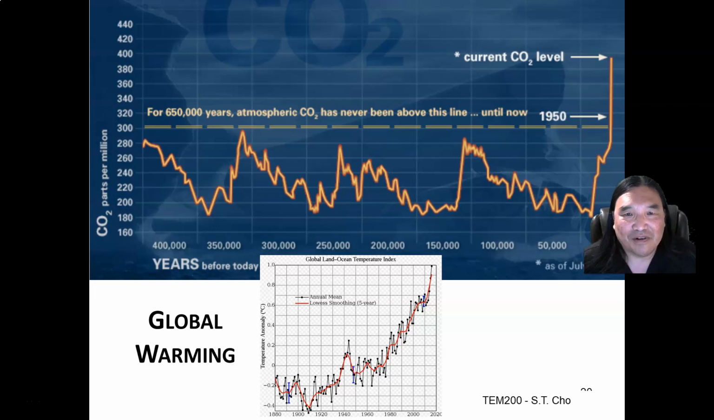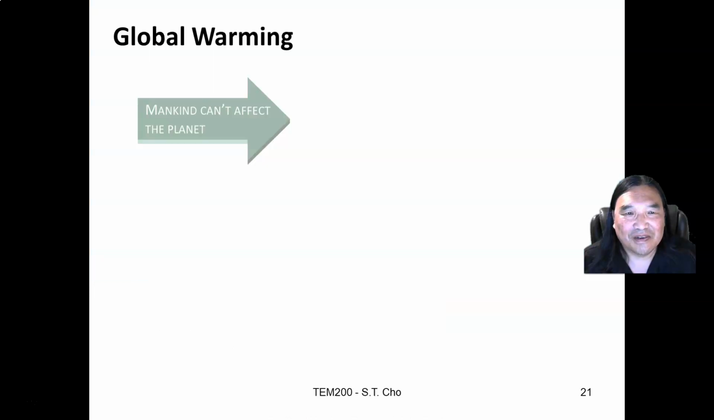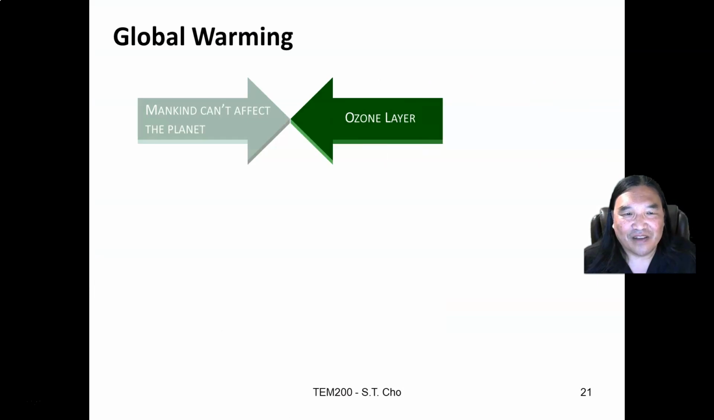I did not believe in global warming. I'm one of these people who doesn't believe anything until I research it myself. And I actually went through the models and went through the calculations and have concluded, yeah, we're screwed. But anyway, this belief that mankind can't affect the planet is baloney because the ozone layer, that was the big thing in the 1970s. And people said the exact same thing.